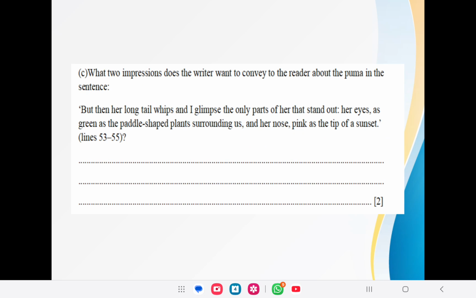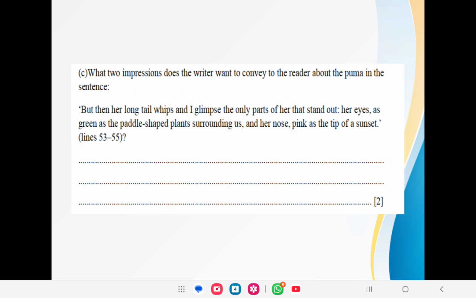What two impressions does the writer want to convey to the reader about the puma in the sentence? "But then her long tail whips, and I glimpse the only parts of her that stand out, her eyes as green as the paddle-shaped plants surrounding us, and her nose pink as the tip of the sunset." Different impressions are available here.